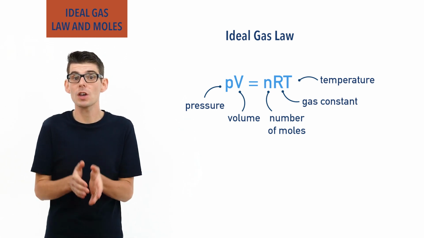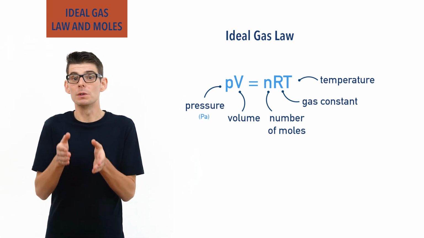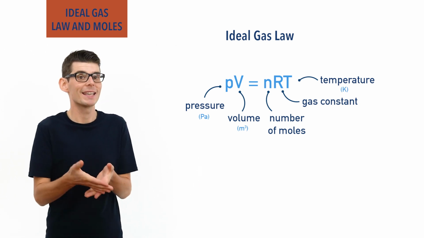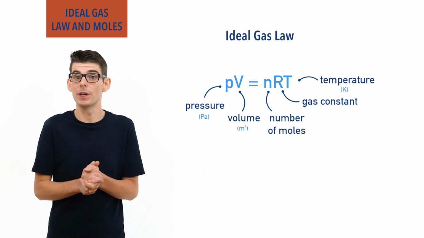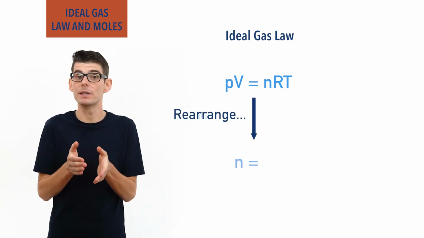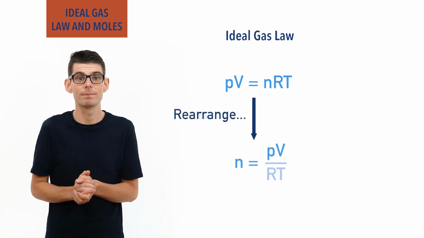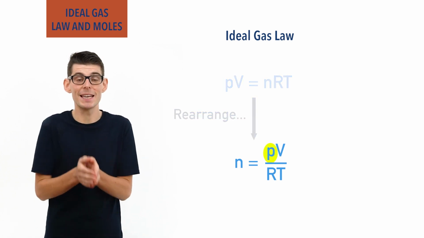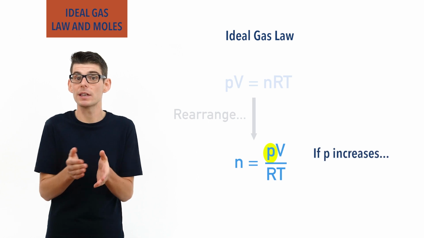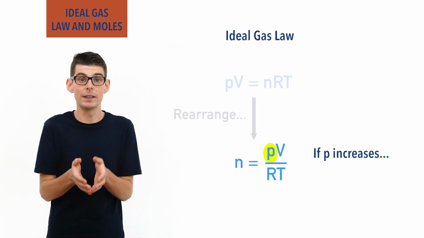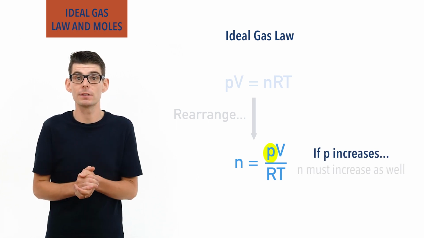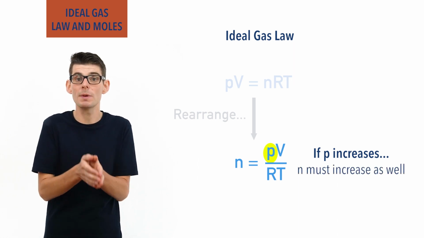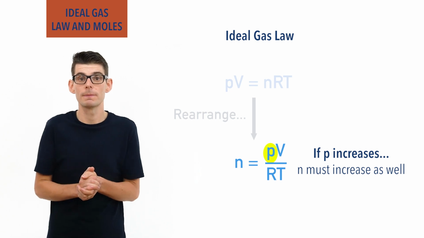The units for pressure are pascals, Pa, the units for volume, meters cubed, and the units for temperature, Kelvin, K. The equation can be rearranged to give moles equals PV divided by RT. From this rearrangement, we can see that if pressure P is increased and everything else stays the same, the value for n, moles, must increase. As in, there are more moles of gas present in the same volume if pressure is increased.